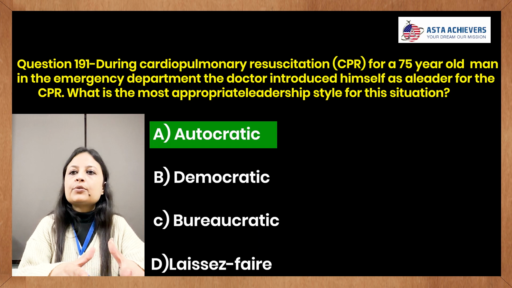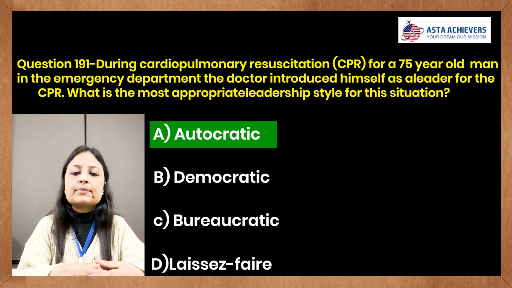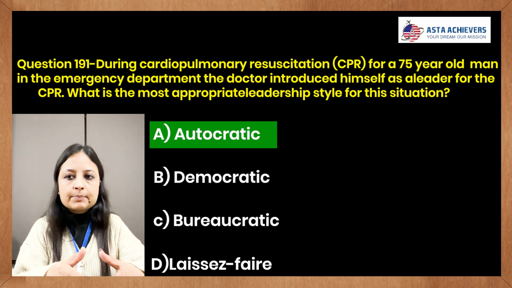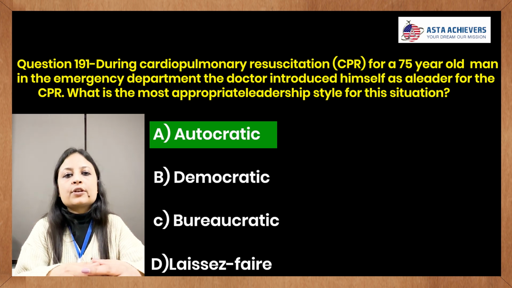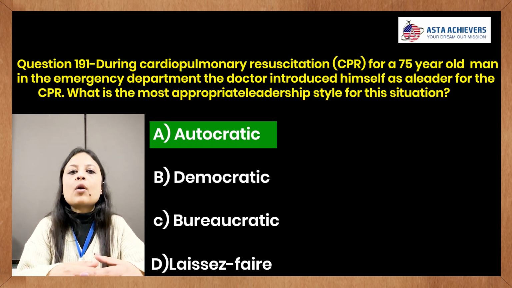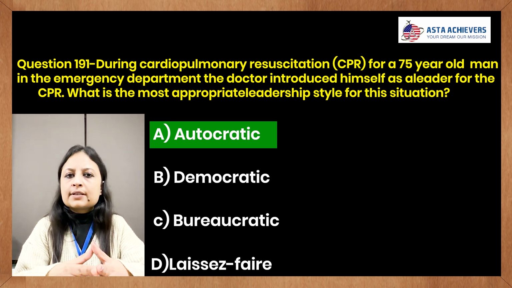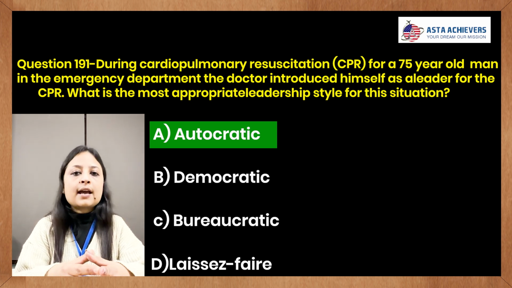Question 191. During cardiopulmonary resuscitation for a 75-year-old man in the emergency department, the doctor introduced himself as a leader for the CPR. So what is the most appropriate leadership style for this situation? Option A, autocratic. Option B, democratic. Option C, bureaucratic. And option D, laissez-faire. So in case of emergency situation, autocratic leadership style is most important. So that's why option A, autocratic, is the correct answer.